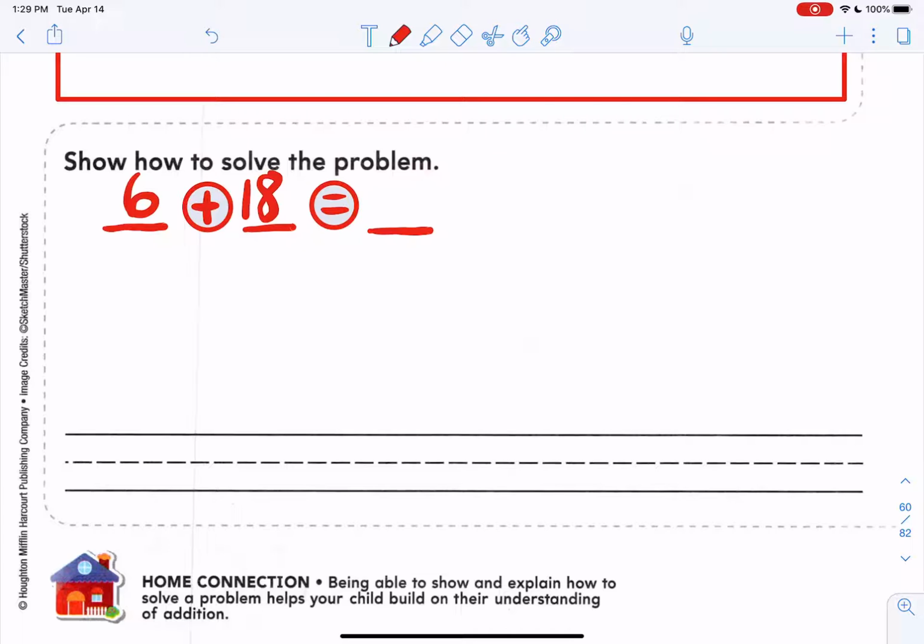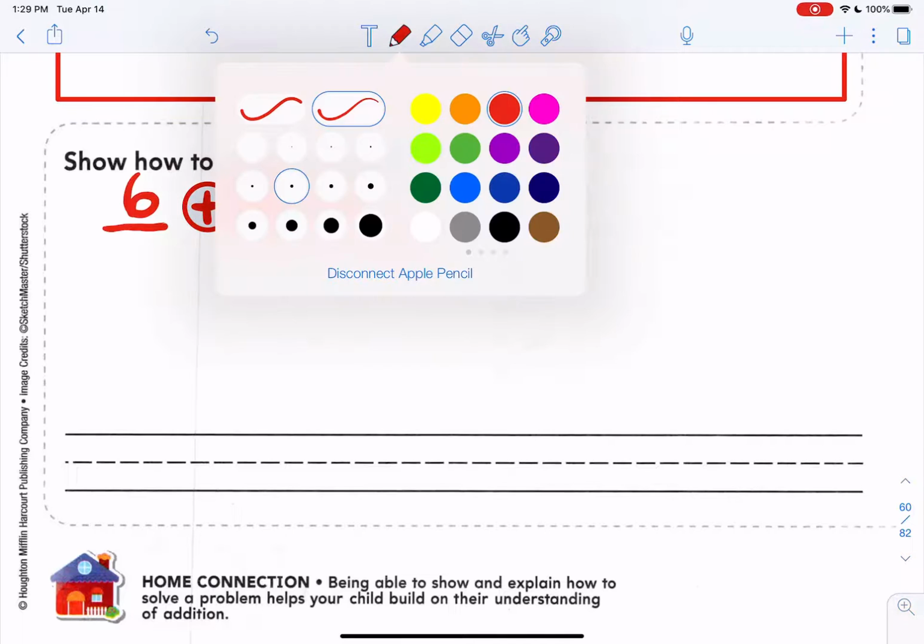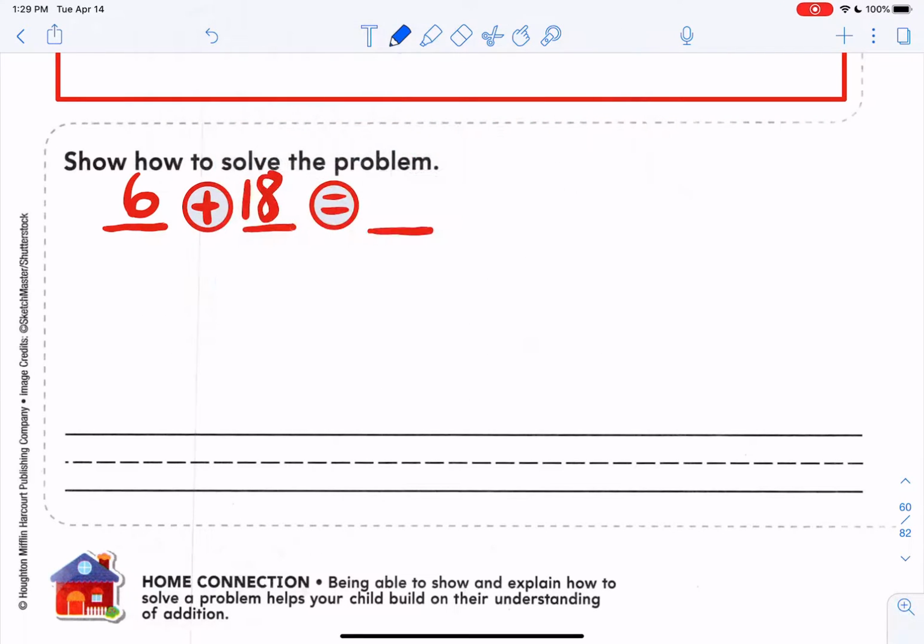From this point, you do exactly what we've been doing for the last few lessons. We're going to draw our 10s and 1s. So I'll pick a different color. Let's do blue. First, I'll do 6. And I'll do it right underneath it. Here we go. 1, 2, 3, 4, 5, 6. Then I'm going to draw the 18. Here's 10, 11, 12, 13, 14, 15, 16, 17, 18.